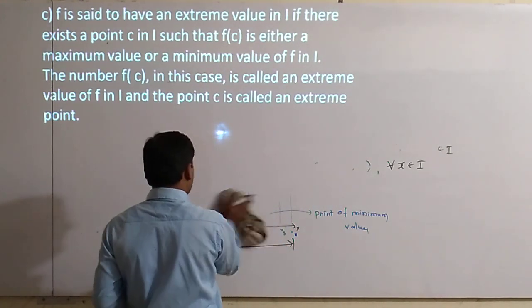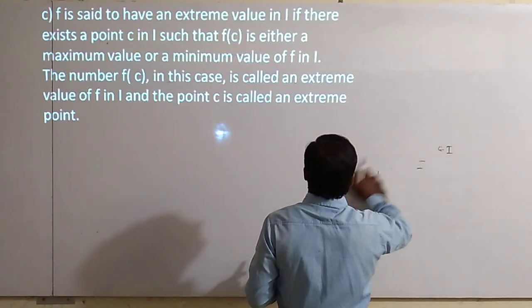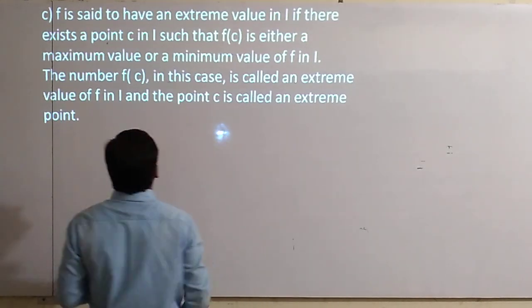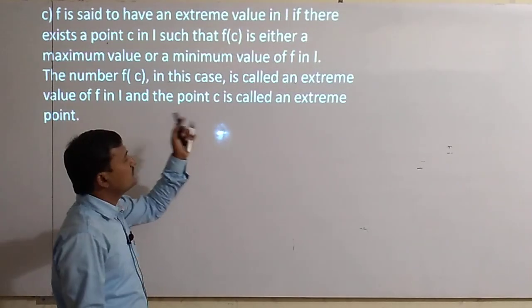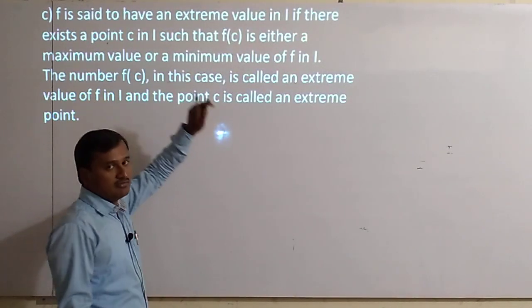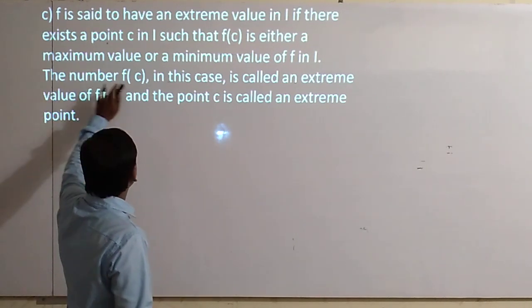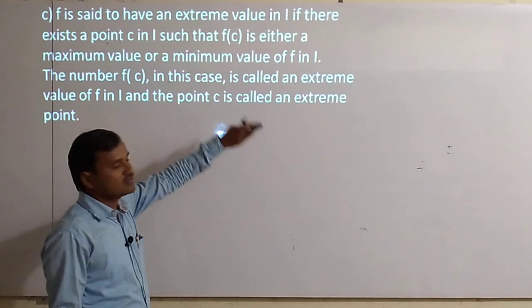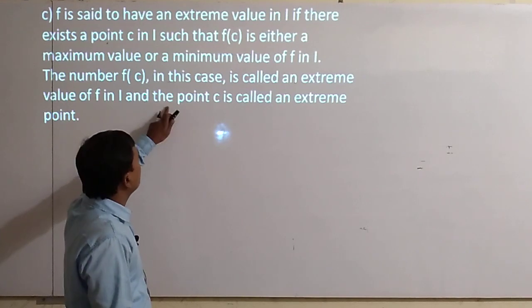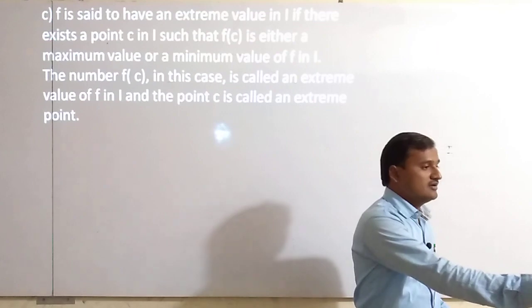f is said to have an extreme value if there exists a point c in I such that f of c is either a maximum value or minimum value of f in I. Then the number f of c in this case is called the extreme value of f in I, and the point c is called an extreme point.